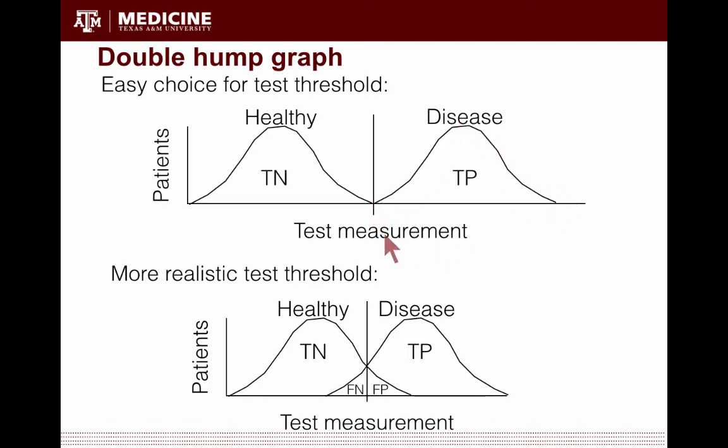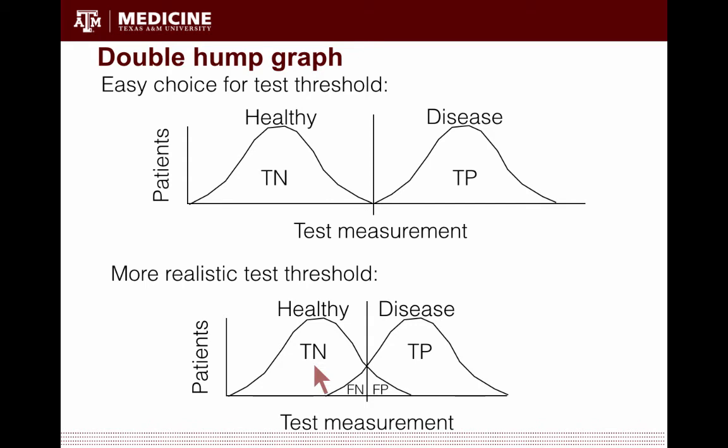So in this extreme example, it's very easy to decide on a test threshold. If we drew our test threshold at this line, then values above that measurement we would consider a positive test, and values below that measurement we would consider a negative test. And we would be correct 100% of the time. A more realistic situation looks like the graph below, where the healthy population and the disease population are overlapping along the test measurement.